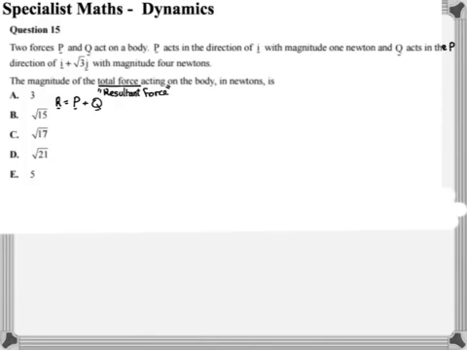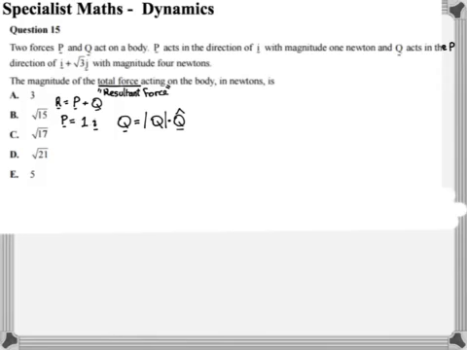Alright, now what do we know about each? P is 1 newton in the i direction, so that's the size multiplied by unit vector i. Now what is Q? We're told that Q has a size of 4 newtons and is in the direction of another vector i plus root 3j. We have to use that information and draw on the idea that a vector is always made up of a size and its direction. The size is the magnitude of the vector, the direction is the unit vector itself.